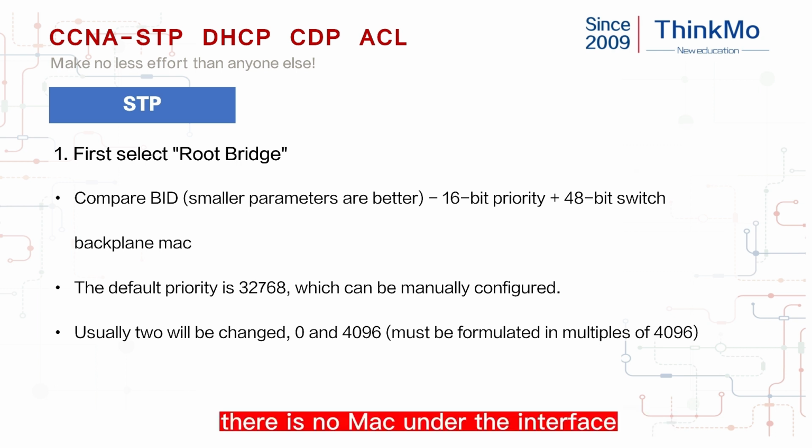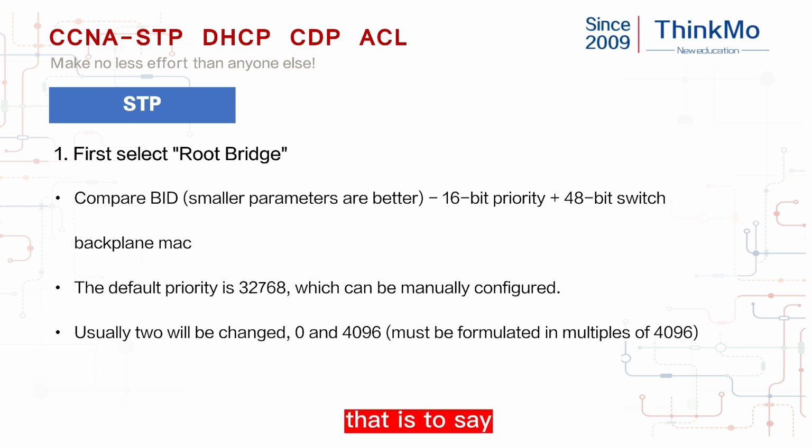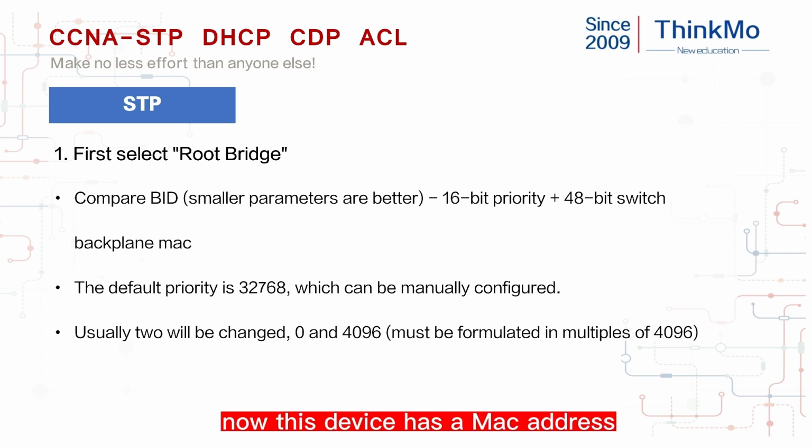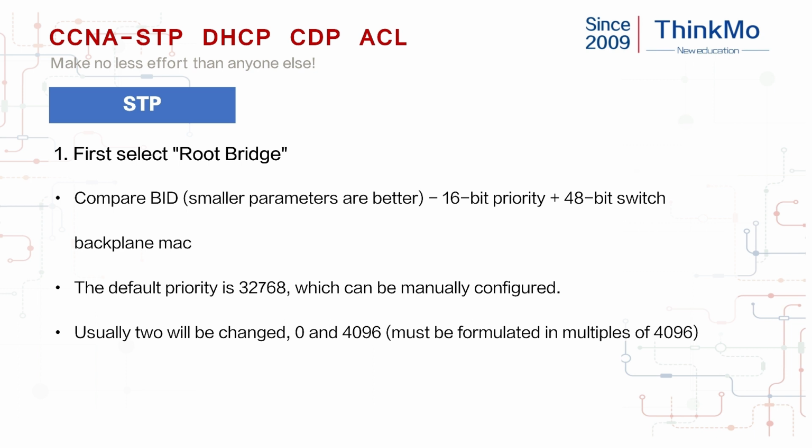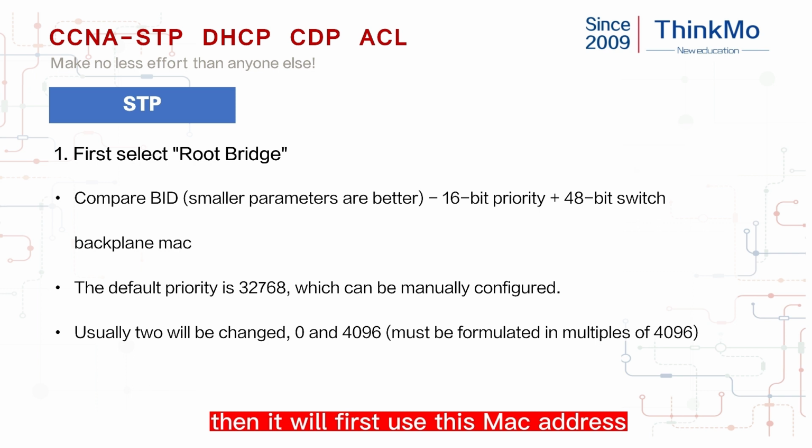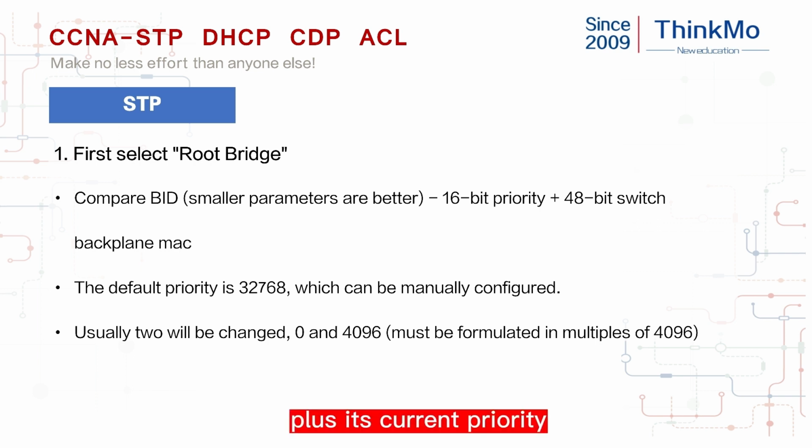There is no MAC under the interface. That is to say, now this device has a MAC address. Then it will first use this MAC address, plus its current priority, to compare. This priority has a default value of 32768. Many parameters in the second layer default to this value.